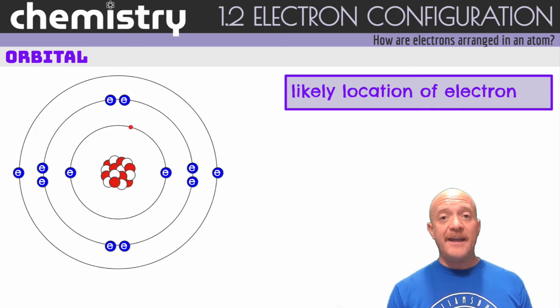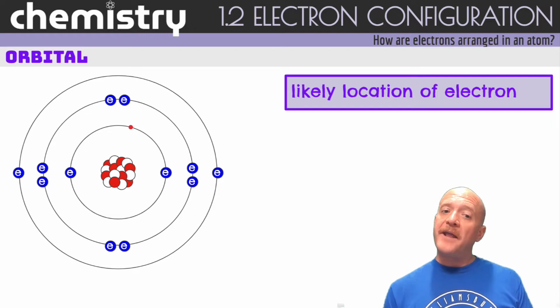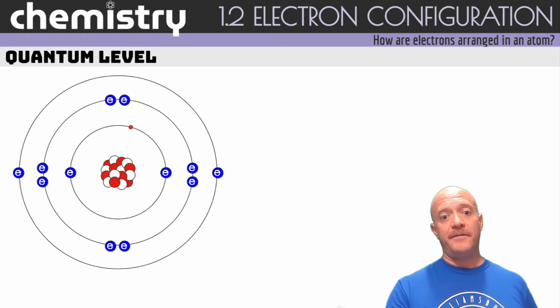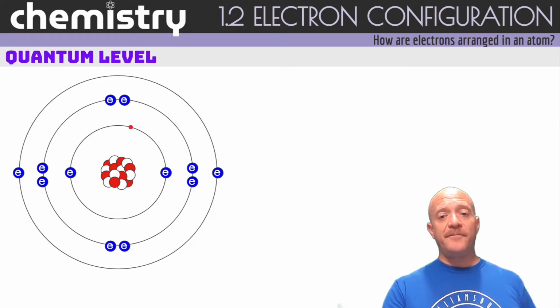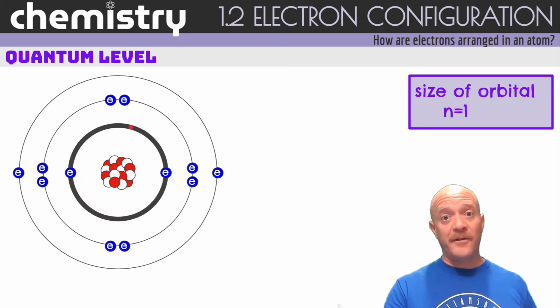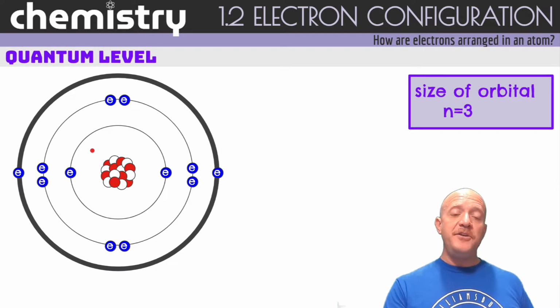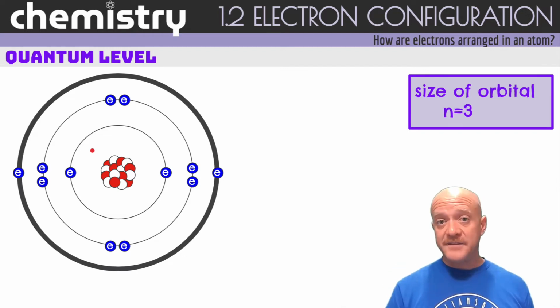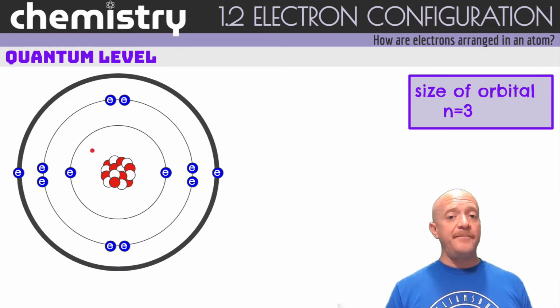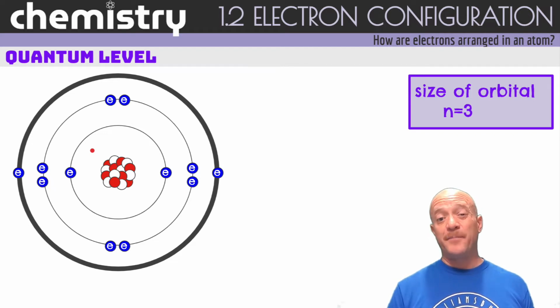Electrons have very high energy, so they could be in different orbitals at any given moment. But on average, this is where they will be found. Now, the quantum level is the size of the orbital, and it's the amount of energy that is found. So the lowest energy level is the quantum level 1. Quantum level 2 is the second lowest, and then the third lowest. And you can get up to 7 quantum levels. And we will discuss that as we go on and look at the periodic table.